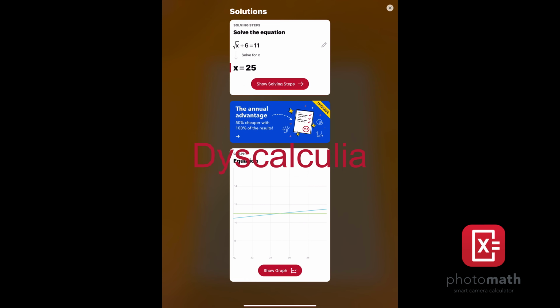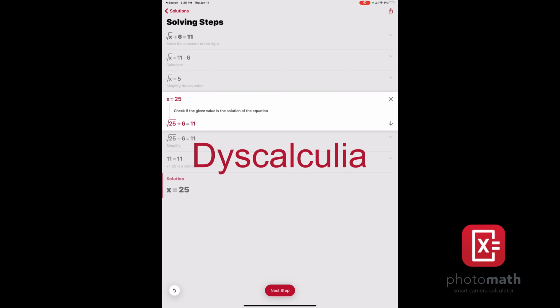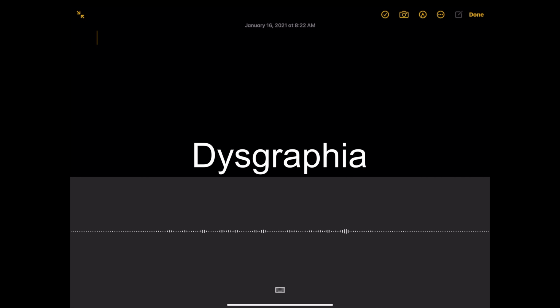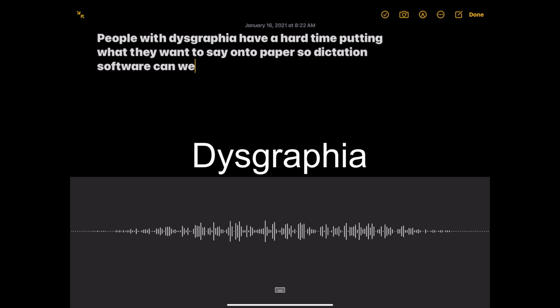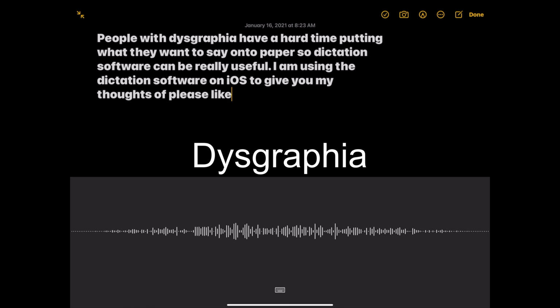Dyscalculia. This is the math learning disability, as people with this disability have a hard time understanding concepts and solving math problems. Dysgraphia. This is the writing learning disability, and it causes poor spelling and handwriting. Also, it makes it hard to put your thoughts onto the paper.